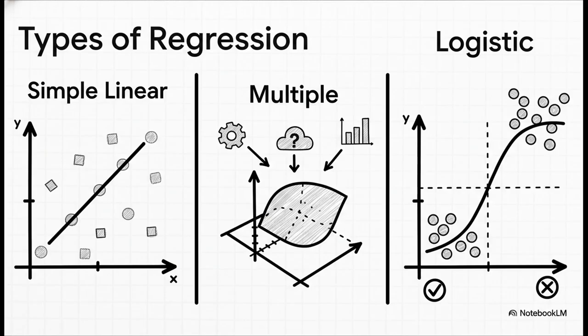And while a straight line is pretty common, it's definitely not the only game in town. There are actually lots of types of regression for different kinds of problems. You've got simple linear regression, which is the basic one-on-one. Then you can level up to multiple regression, where you're juggling several factors at once. And then there's something like logistic regression, which is a different beast altogether. You use that when you want to predict an outcome that's either yes or no.